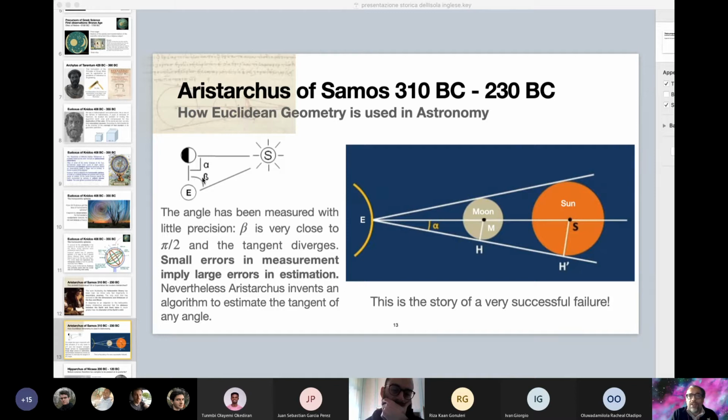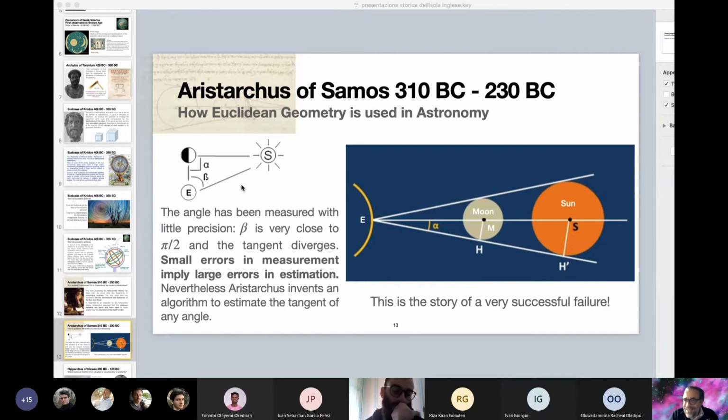So if you measure this angle, you can estimate the ratio between this distance and that distance. But the bad news is that the tangent diverges close to pi over 2. So a small error in measurement implies a large error in estimation.